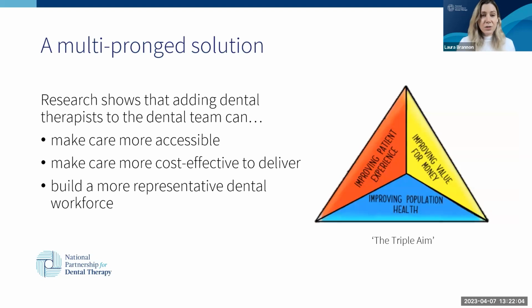So I like to talk about the triple aim, which many people are probably familiar with if you're in health policy. I think this was originally Don Berwick's concept, talking about how a good healthcare solution should be about improving patient experience, improving the value for money, and improving population health. And I think dental therapy is a great example of something that can achieve all three of those legs of the triple aim. Research shows that adding dental therapists to the dental team can make care more accessible. It can make it more cost effective to deliver, and it builds a more representative workforce, which we know leads to better outcomes for patients.